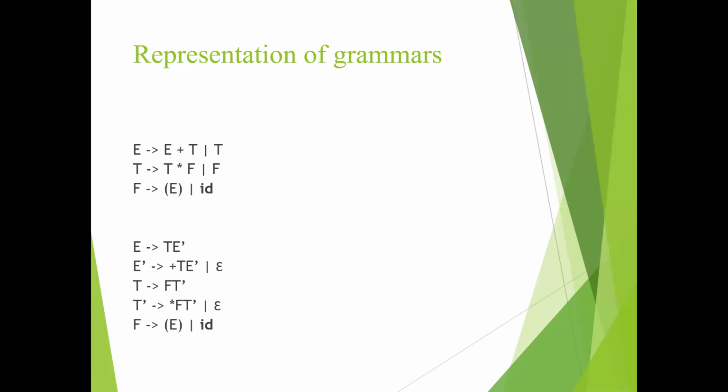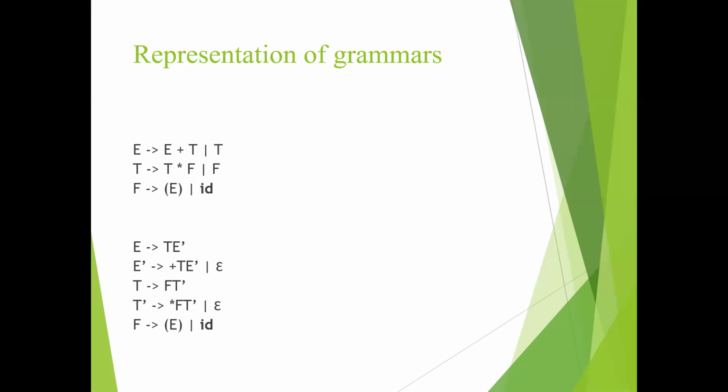Here the expression grammar belongs to the class of LR grammars, which are suitable for bottom-up parsers. So E produces E plus T or T, T produces T times F or F, and F produces (E) or id. Such a grammar is suitable for bottom-up parsing.